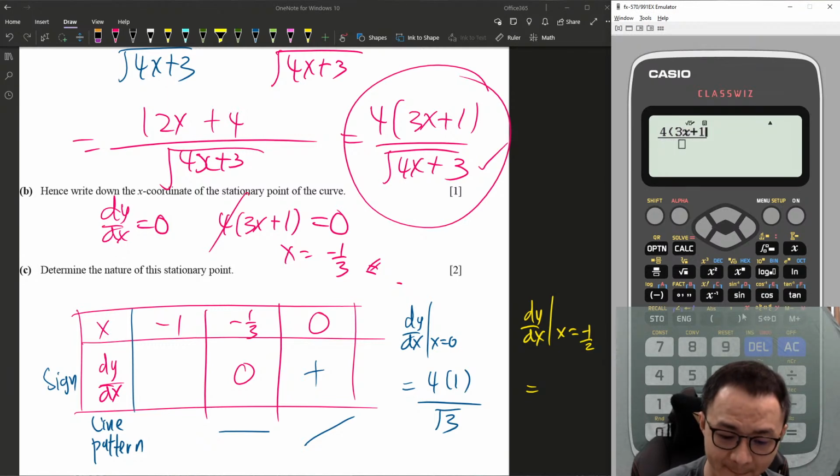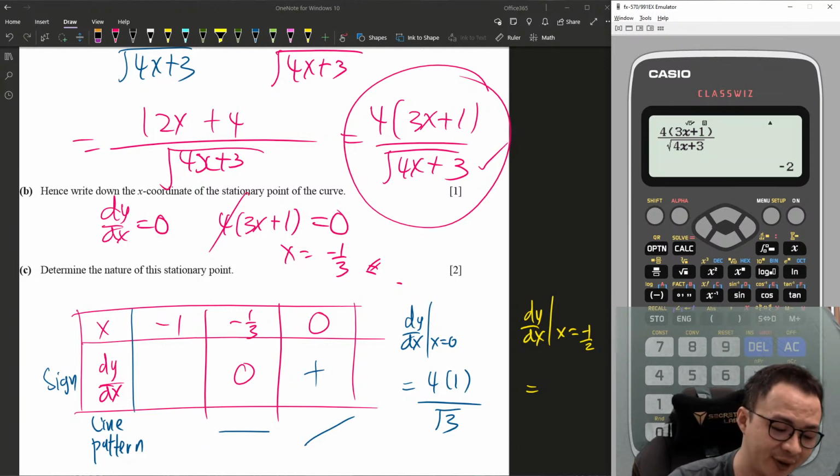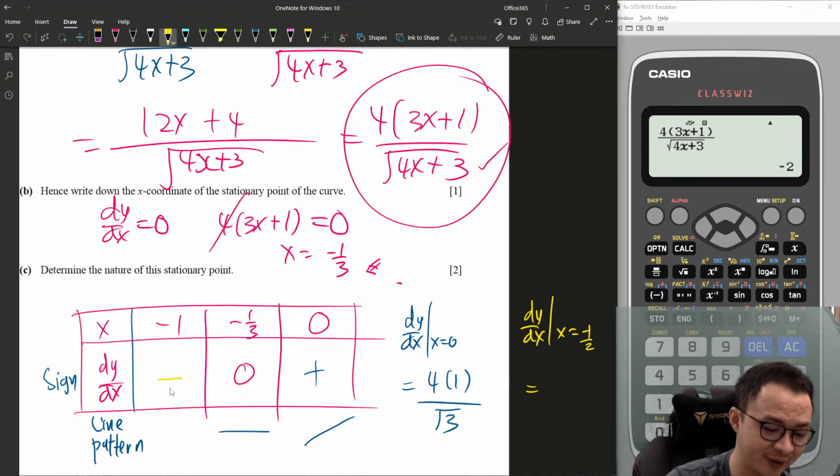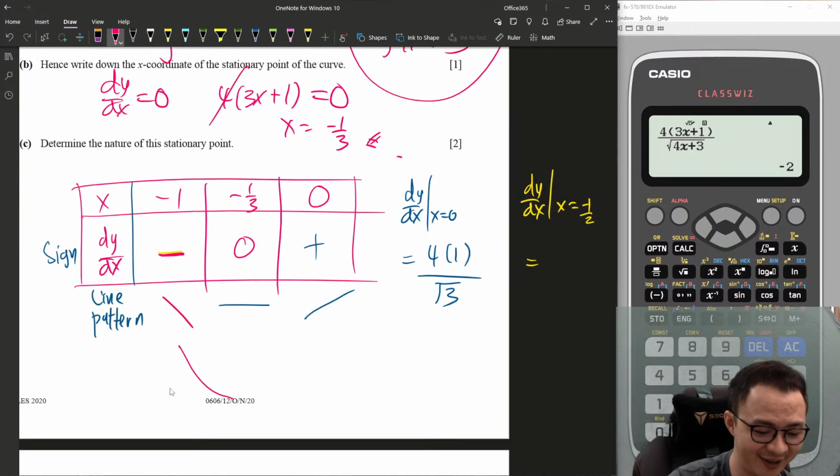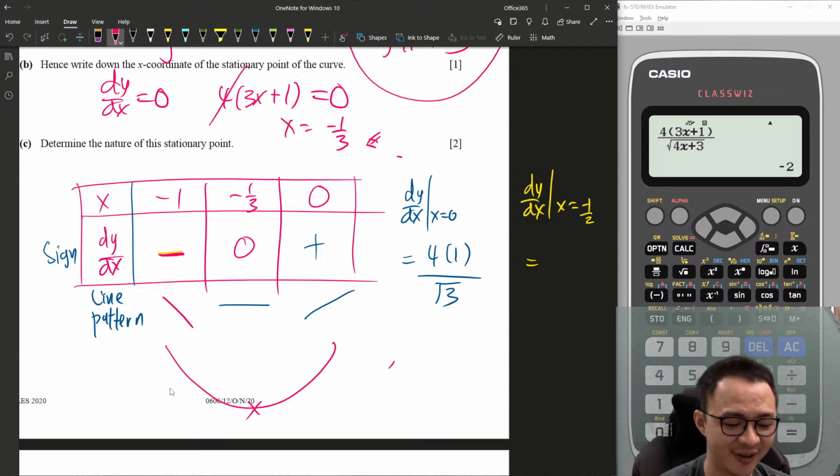Any value you want. But let's do this thing: 3x plus 1 over square root 4x plus 3. Calculate negative 0.5. I get negative 2. Negative 2 is a negative value, so this is negative. The line will look like this. Then you can see this one is like this, isn't it? The pattern, then it's a minimum. Therefore, it is minimum.